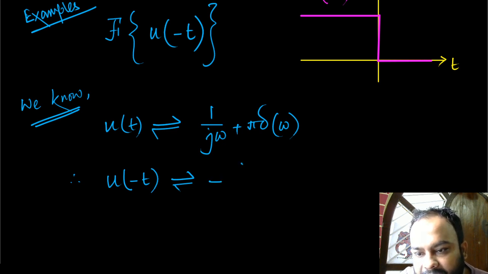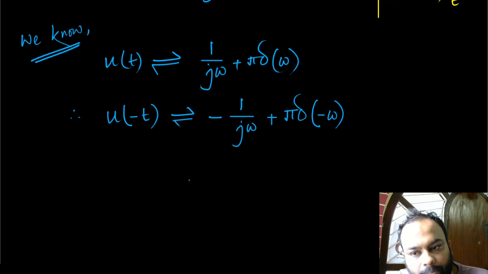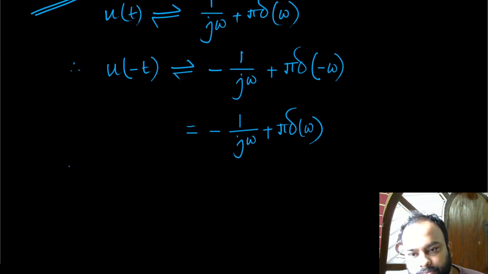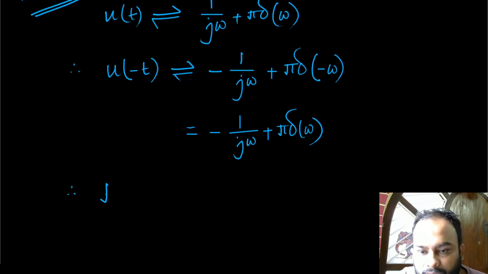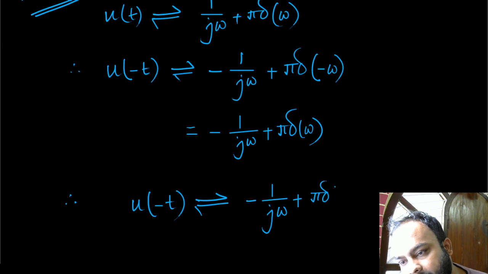So I have minus 1 by j omega. So I have replaced omega with minus omega, plus pi delta of minus omega. But delta is an even function. You people know that. So the answer is minus 1 by j omega plus pi delta omega, since delta is even, right? Therefore the Fourier transform of u of minus t, the time-reversed unit step, is going to be 1 by j omega plus pi delta omega.